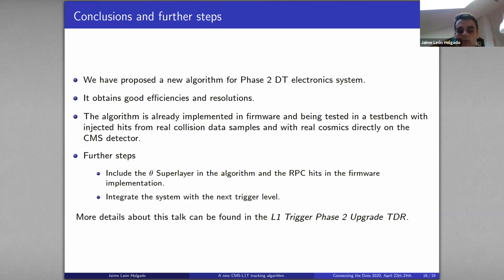You can see more details about this talk in the Level-1 trigger Phase-2 upgrade TDR that was released a couple of months ago. And I think that's all.